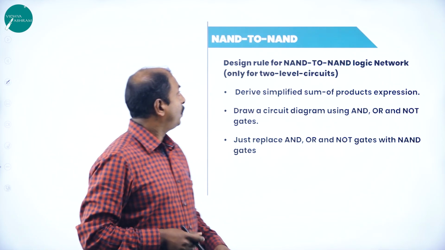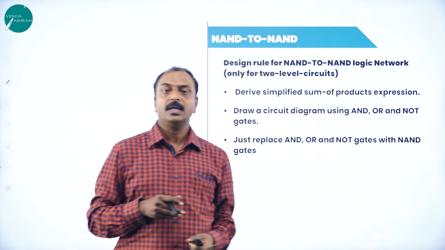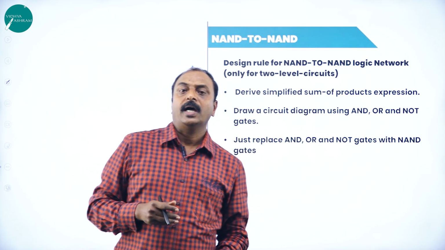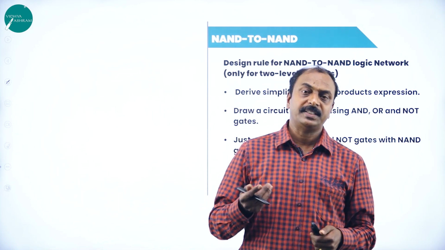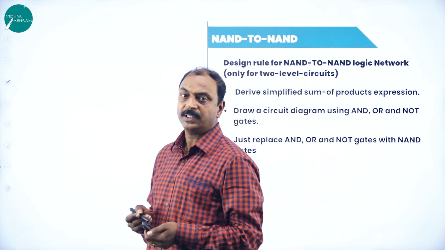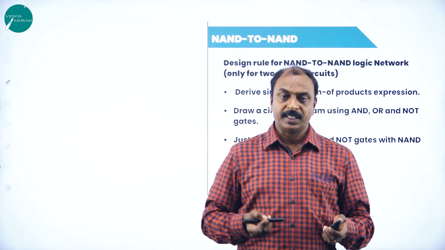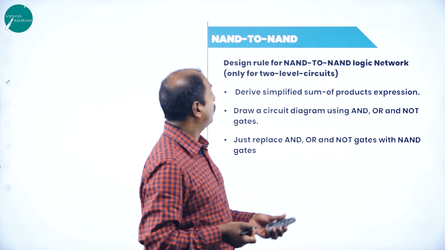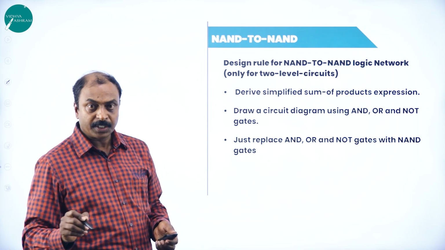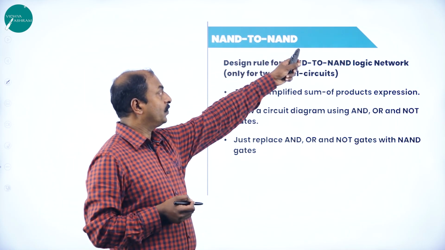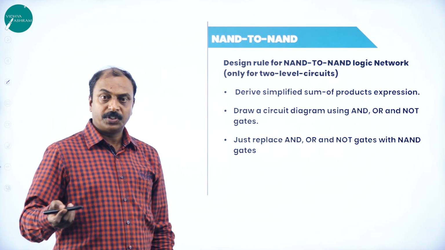Next concept is how to design a circuit by using only NAND gates. At the beginning, we learned to design a circuit by using basic gates AND, OR, NOT. Please remember that. Now in this concept, we have to design a circuit for the given equation with the help of only NAND gates. Now what is the procedure for this?